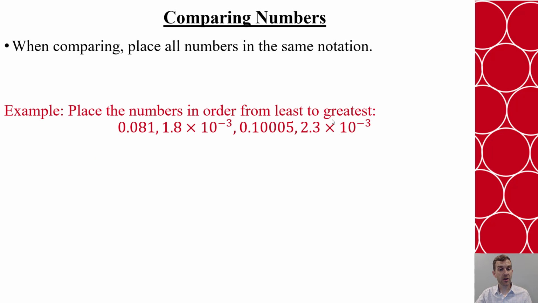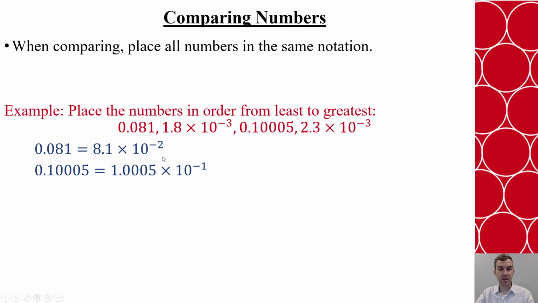In this case, where I've got 4 numbers and I want to order them from least to greatest, I have some in decimal notation and some that are in scientific notation. I'm going to convert my decimals over to scientific notation because it's easy to compare those exponents. So 81 thousandths becomes 8 and 1/10 times 10 to the -2. And then when I've got 10,500 thousandths, that's 1 and 5 10,000ths times 10 to the -1.